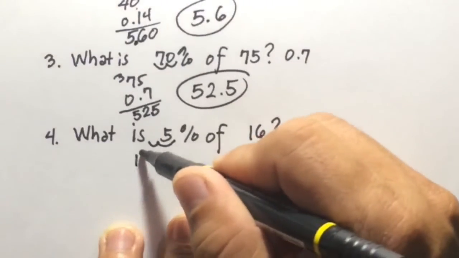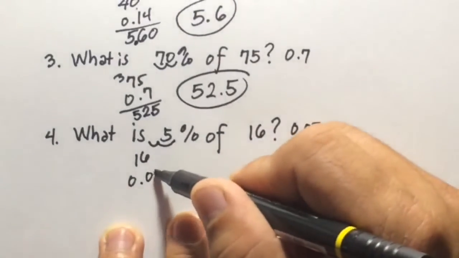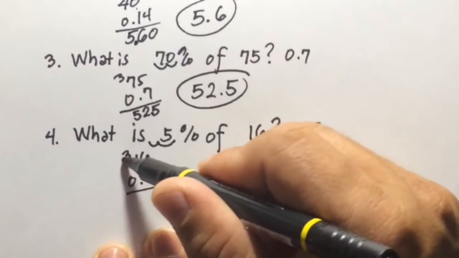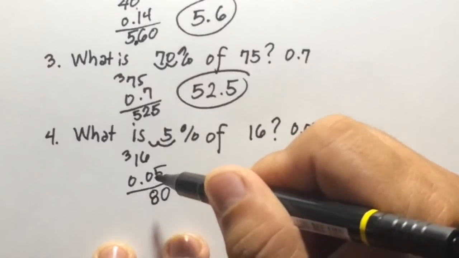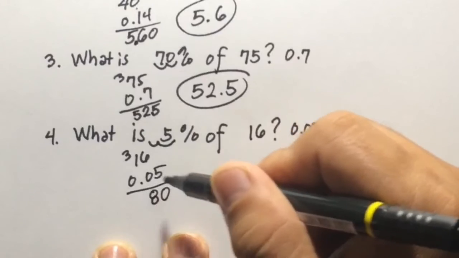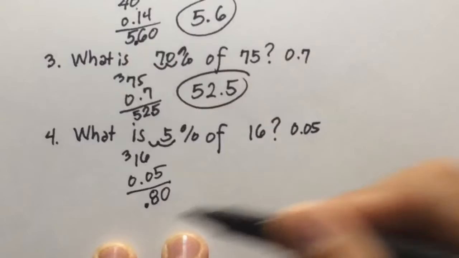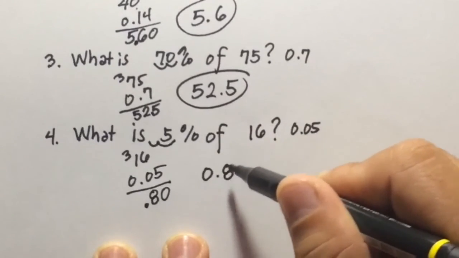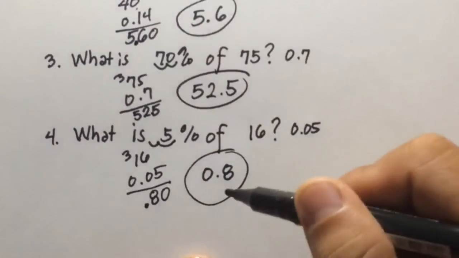So this will be 16 times 0.05. And 5 times 6 is 30. 5 times 1 is 5, plus 3 is 8. Then you have 2 decimal places here. So 1, 2. So the answer is 0.80 or 0.8. So 5% of 16 is 0.8.